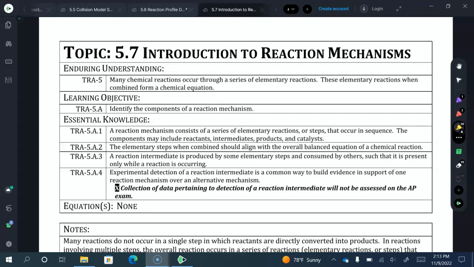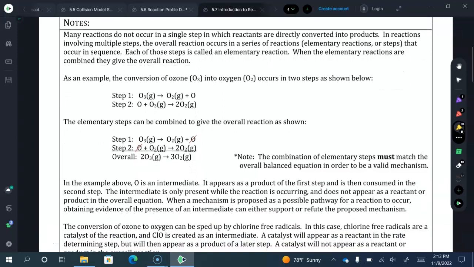Okay, so let's get started. Many reactions do not occur in a single step in which reactants are directly converted to products. We've seen that. In reactions involving multiple steps, the overall reaction occurs in a series of reactions, or elementary reactions, or steps that occur in sequence. So there's an order. Each of those steps is called an elementary reaction. When the elementary reactions are combined, they give the overall reaction.